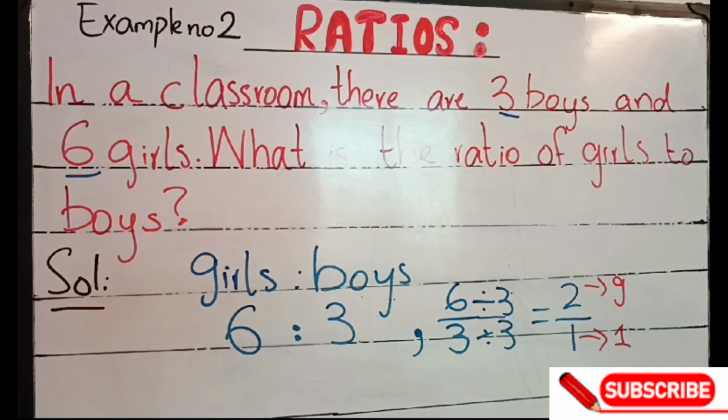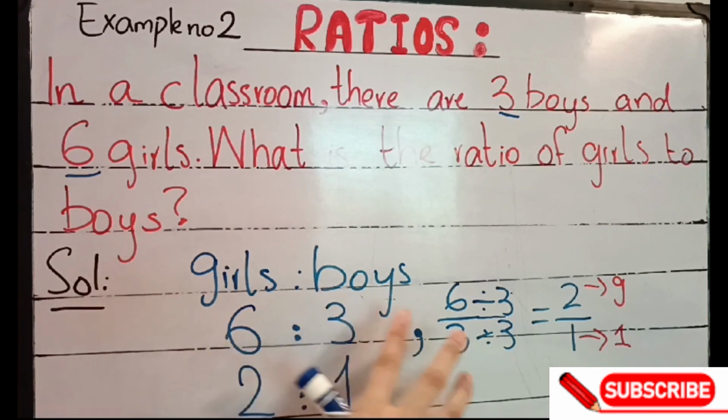Now look, can we solve it further? No, we cannot, because here we have got 1. So we can write that the ratio of girls to boys is 2 to 1. It means that for every 2 girls in the classroom there is 1 boy. So this is basically the comparison of girls to boys in the classroom, and you can see we cannot simplify it further. So this is the answer, and we have compared the number of girls with the number of boys.